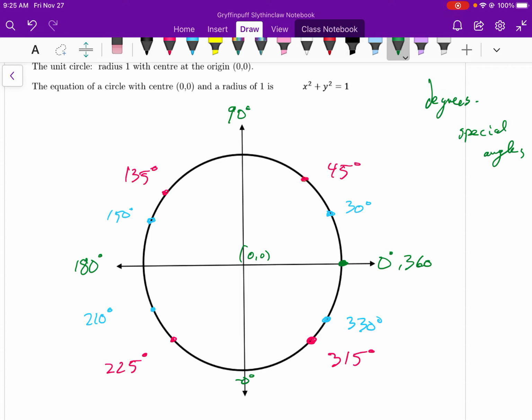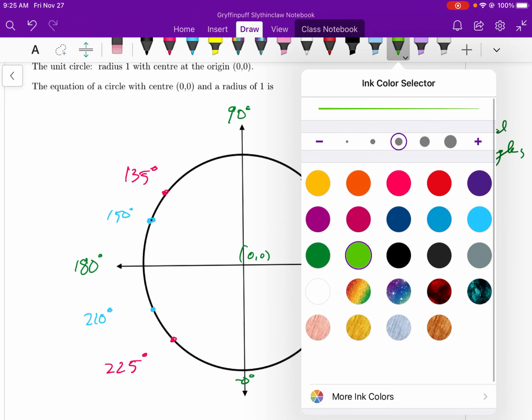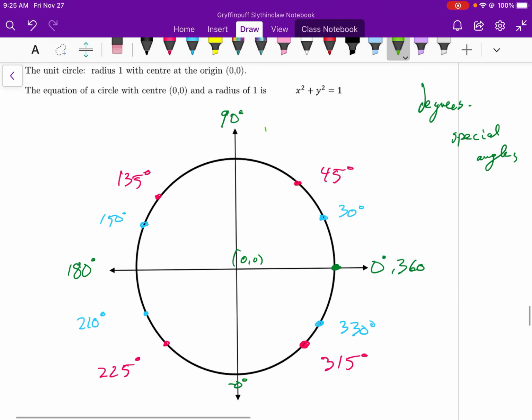Maybe I'll go, no, I already used green. Let's maybe go for a lime green, this color, spice things up. It's a Friday, that's what I feel like.